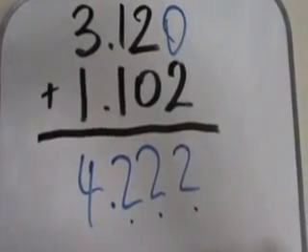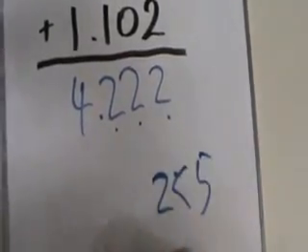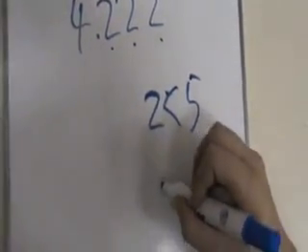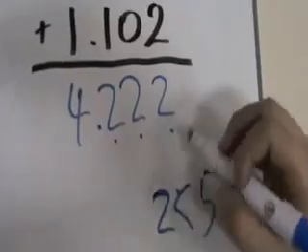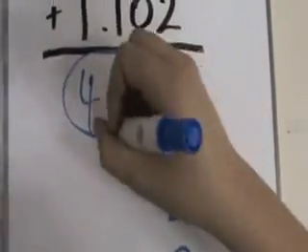So here, 2 is less than 5, so that means it just goes to 0. In order for that, I would just cross that off and circle that, and that's my answer.